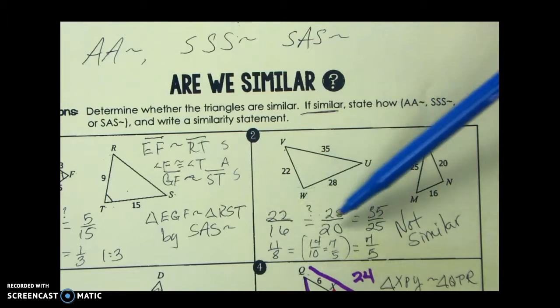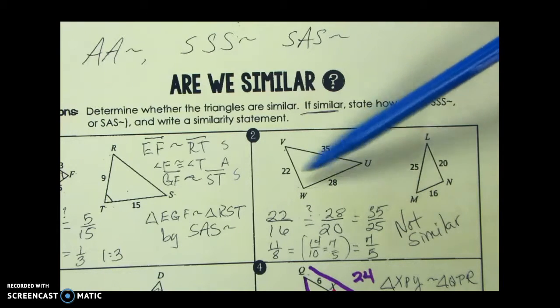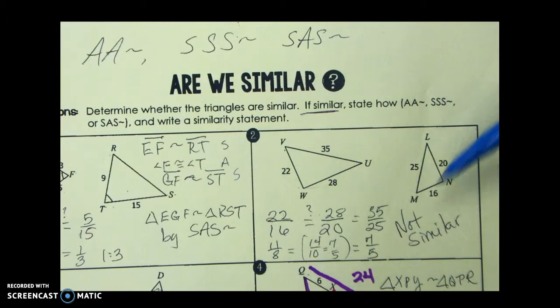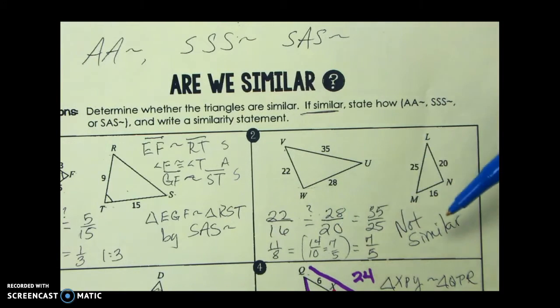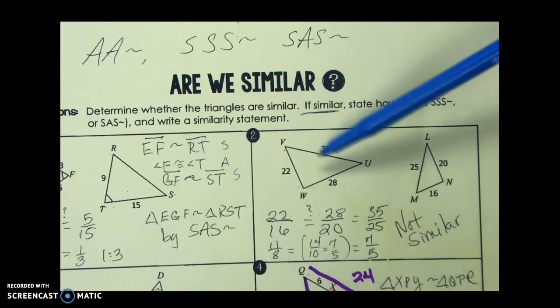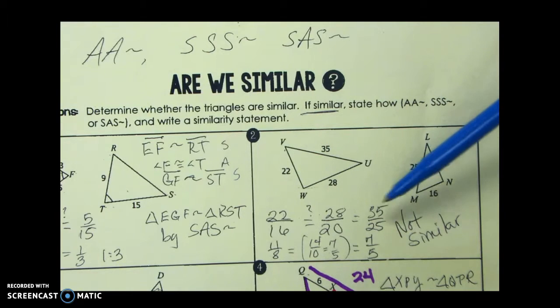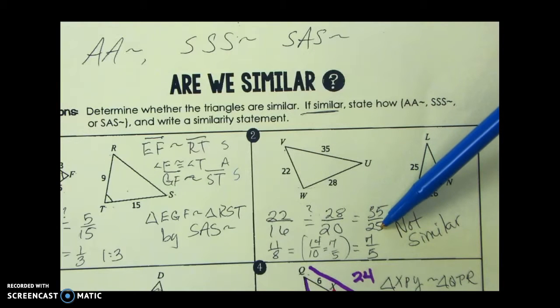So 22 over 16. Does it equal? That's why I put the question mark. Next side up, 28. Does it equal 28 over 20? Then I look at the next part. Biggest side here, 35. Biggest side here is 25. So again, is this proportionality the same as this one, 35 over 25?